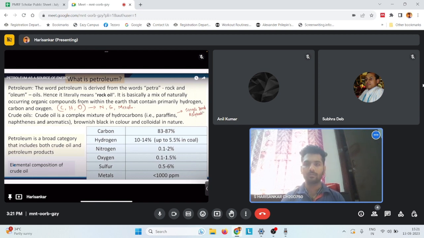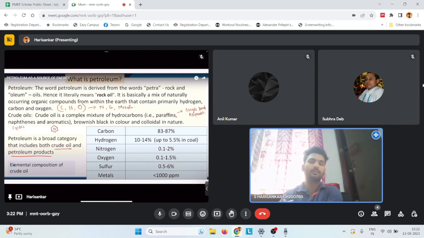These are single bonded straight chain aliphatic compounds. Naphthalenes are usually cyclic compounds, and then aromatics. You must have heard something like benzene from your chemistry classes. So those kinds of aromatic compounds. So crude oil is a mixture of all these three compounds, and it is usually brownish black in color and is colloidal in nature. And petroleum is a broad category that includes both crude oil as well as other petroleum products.